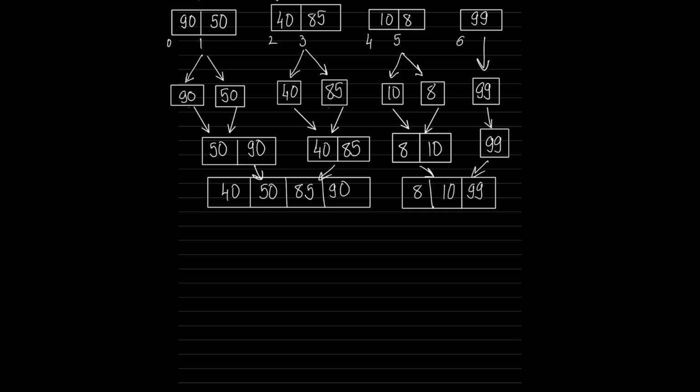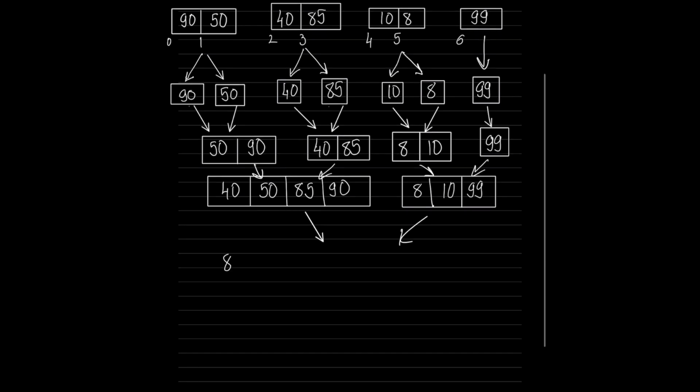Now for the last step, what we'll do is compare all of the numbers and we'll get the final result. So let's begin with 40 and 8. We see that between the two, 8 is the smaller number, so we write it down and we forget about 8. Then we continue to compare 40 and 10. 10 is the smaller number, we write it down and we forget about the 10 also.